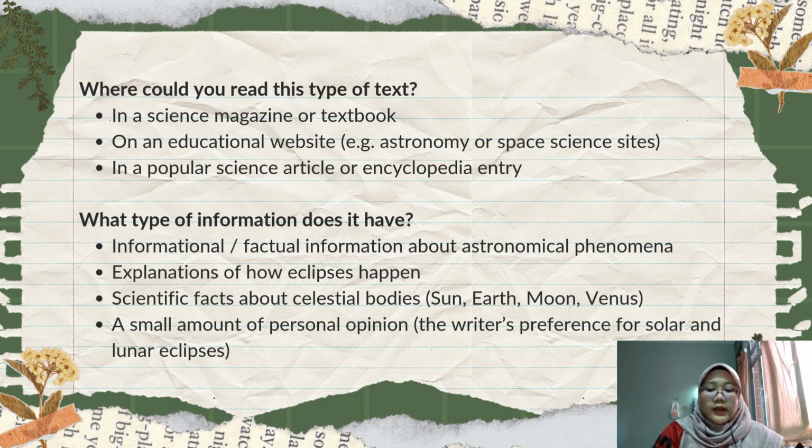It also has explanations of how an eclipse happens and includes scientific facts about celestial bodies such as Sun, Earth, Moon, and Venus. Lastly, there's also a small amount of personal opinion, which is the writer's preference for solar and lunar eclipse.